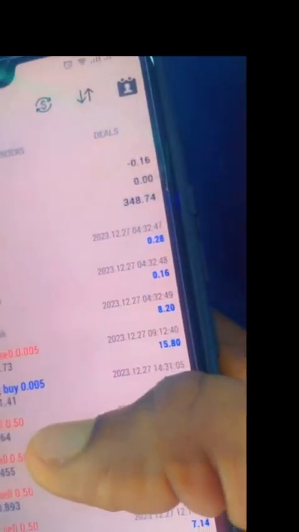So if you look here, look at the date. This is 2023/12/27. So this is when I actually started taking trades on this account, and these are just the history of the account. You can see, because risk management is very, very important.